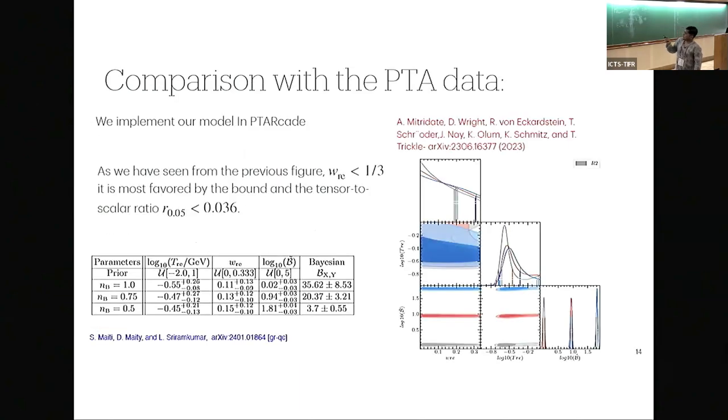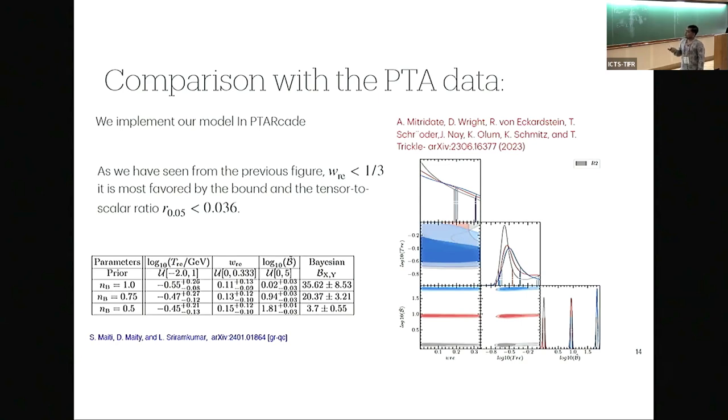So if we plug our model into the PTRK code, with those very specific sets of parameters, then we can see that it can predict the lower equation of state. You can see that for all possible values of n, the lower equation of state is more favorable. It goes to almost 0. Now, they predicted some reheating temperature for a very specific value of NB.